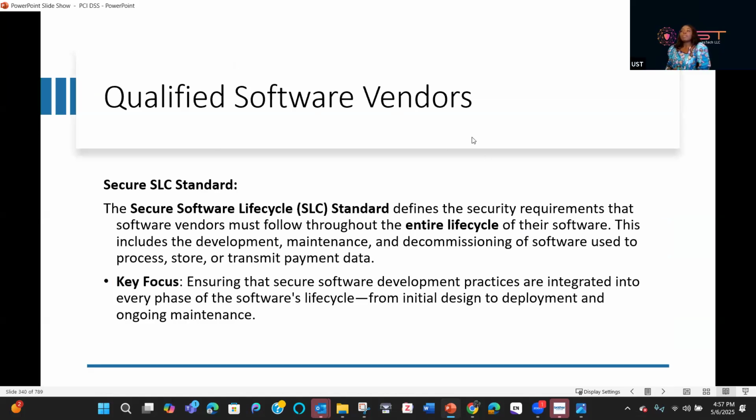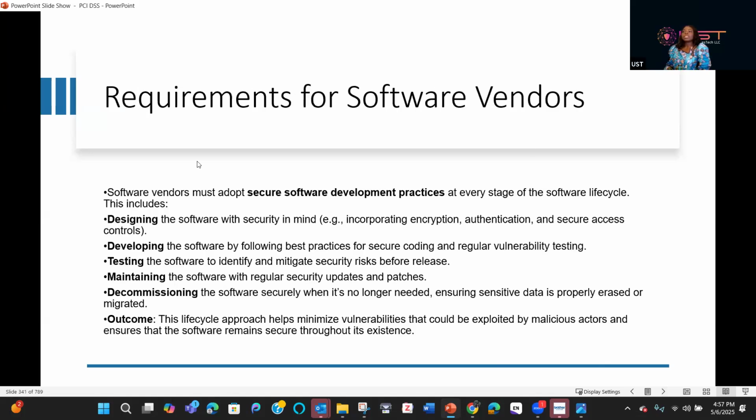So, qualified software vendors. The Secure Software Lifecycle Standard defines the security requirements that software vendors must follow throughout the entire lifecycle of their software. This includes the development, maintenance, and decommissioning of software used to process, store, or transmit payment data. Key focus: ensuring that secure software development practices are integrated into every phase of the software lifecycle, from initial design to development and ongoing maintenance.